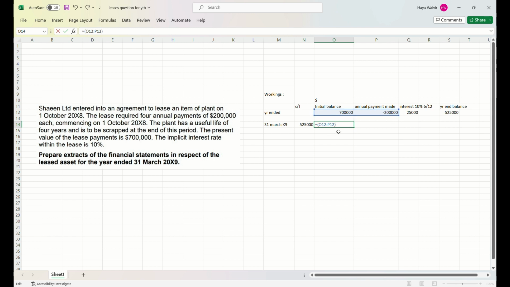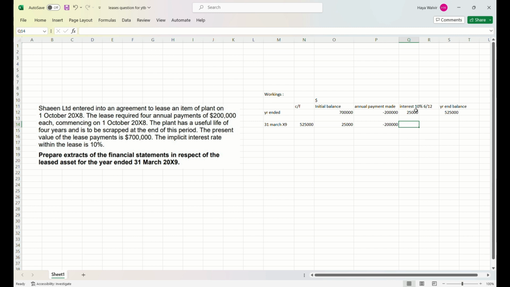Now you will have to calculate the remaining 6 by 12 on this. My bad, first I should write sum, right? Sum of these two into 10% into 6 by 12. Again 25,000, that's simple. And then it should be the annual payment made minus 1, 2, 3, 4, 5, 6. That's the format, because now the next year starts. This year's interest payment is done, and this is important.